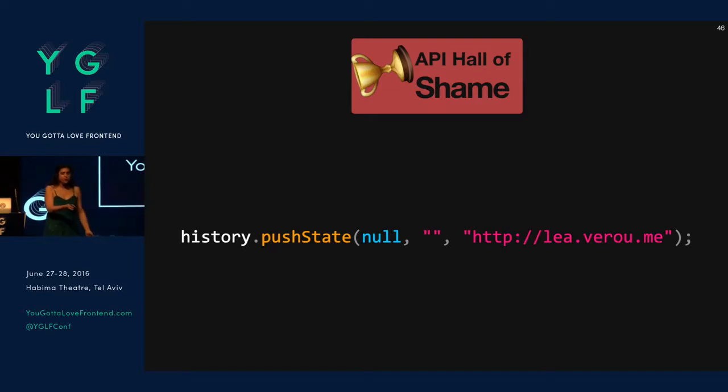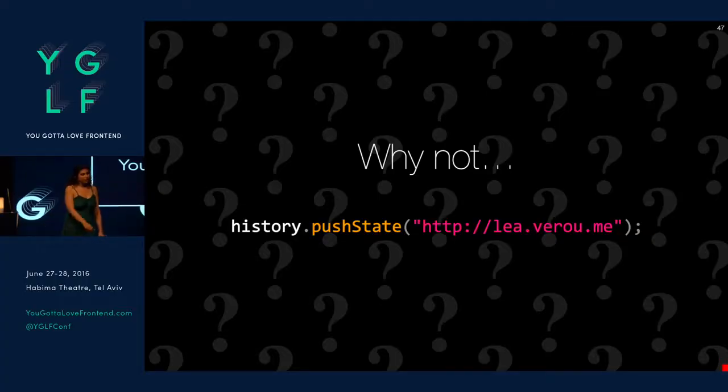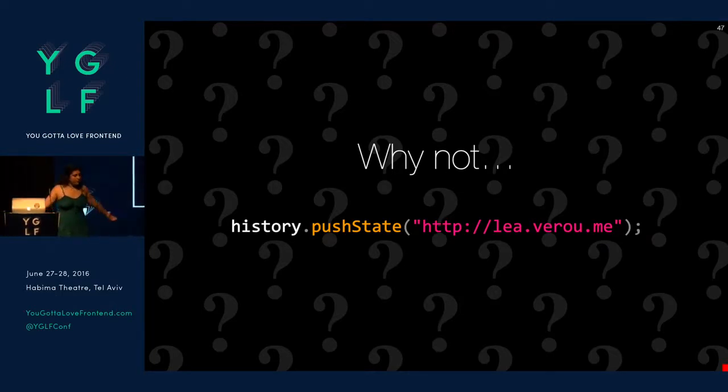I mean, I had to look up what these parameters actually do, because I've just gotten so much in the habit of blindly typing null, empty string every time I wanted to use the history API. Why? Why not just have this? I don't know. These are native APIs. We can't change them at this point. You can change your own code, though. Don't do these things.